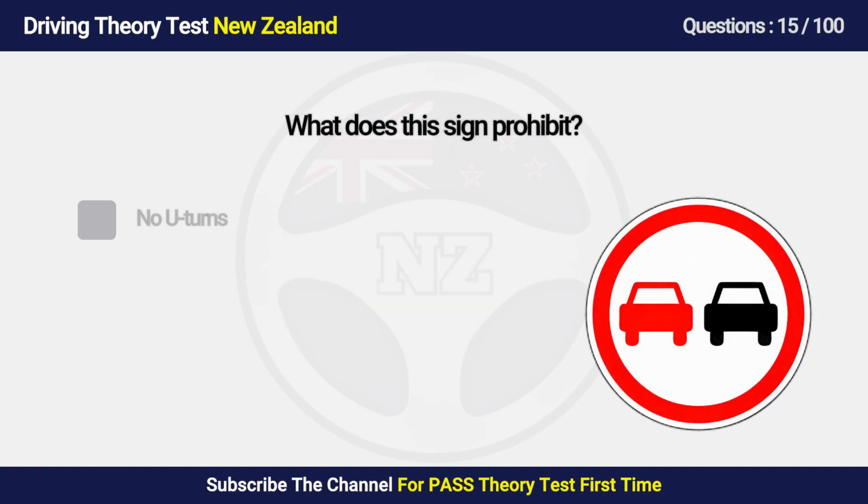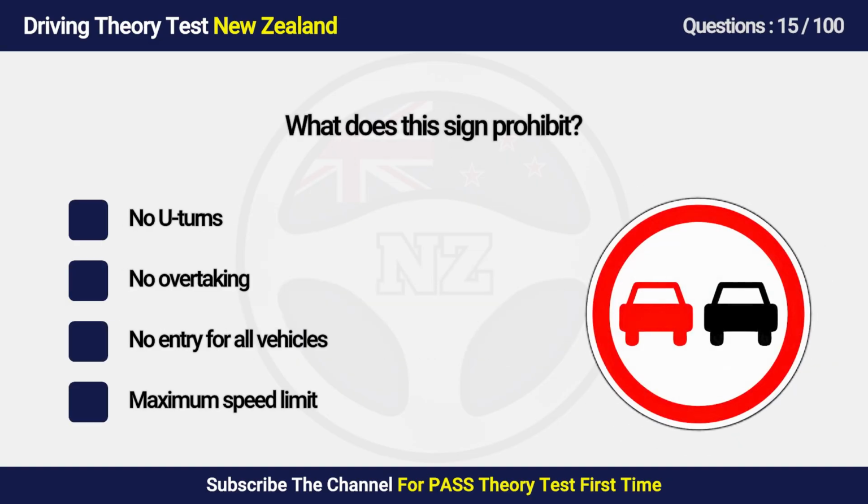Question 15. What does this sign prohibit? A. No U-turns. B. No overtaking. C. No entry for all vehicles. D. Maximum speed limit.